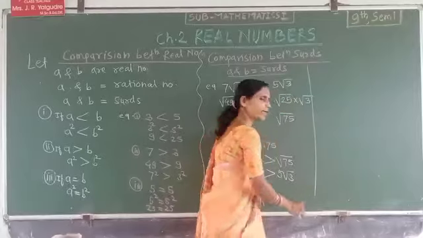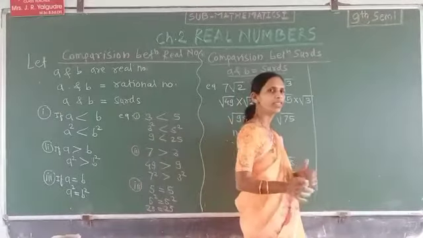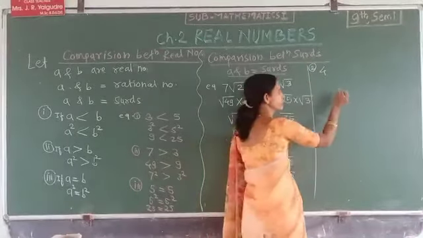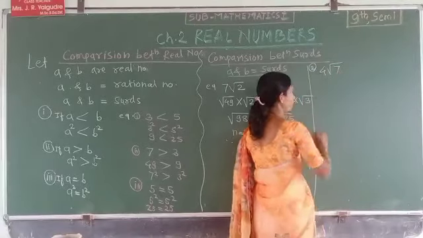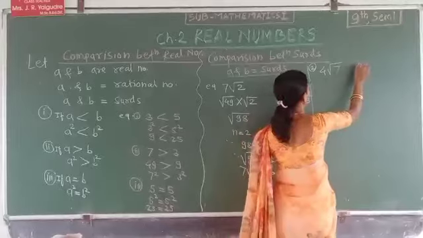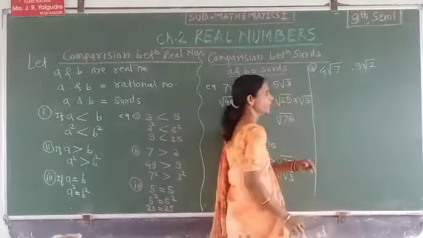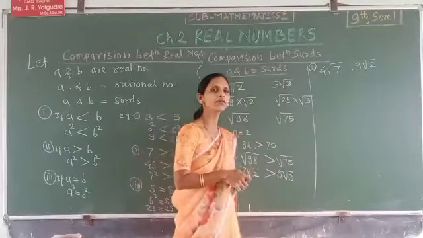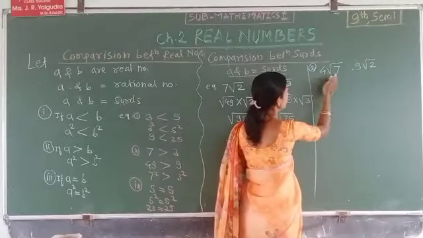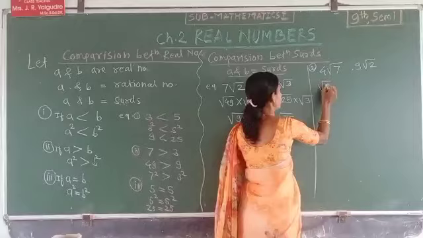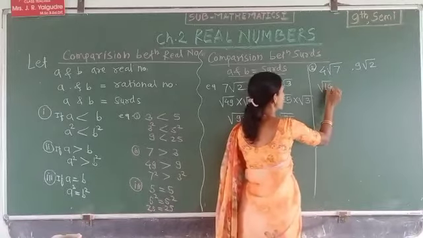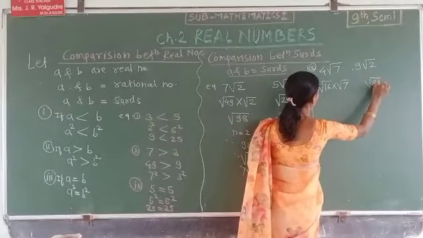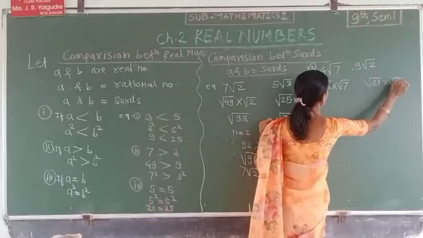Then one more example I am going to discuss with you, that is the second example: 4 root 7 and 9 root 2. Then see here, we have to convert this simplest form of surd into mixed form of surd. Then convert it into mixed form. Therefore root 4 means root 16 into root 7, and 9 means root 81 into root 2.